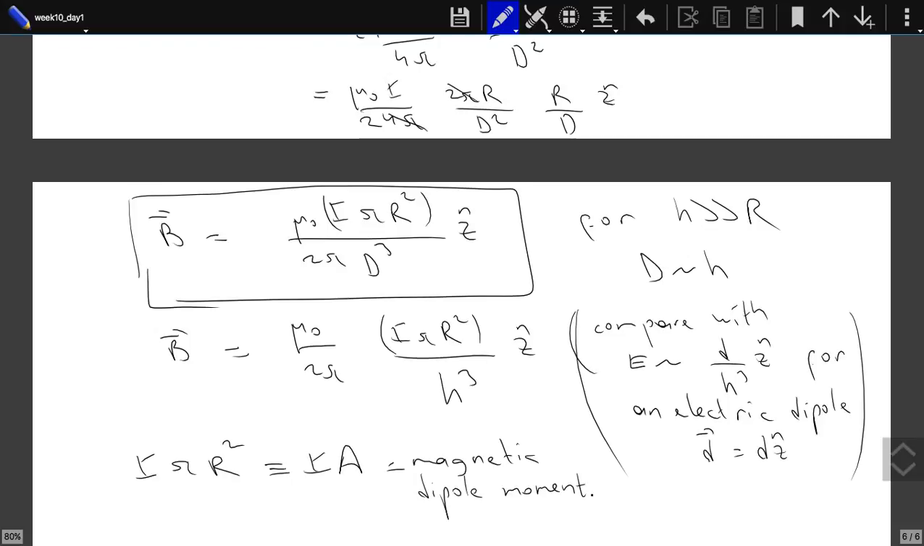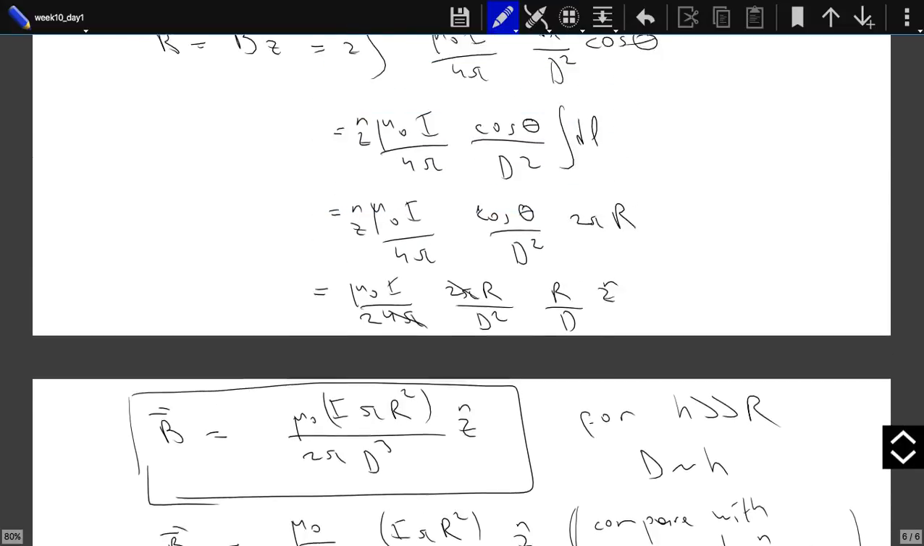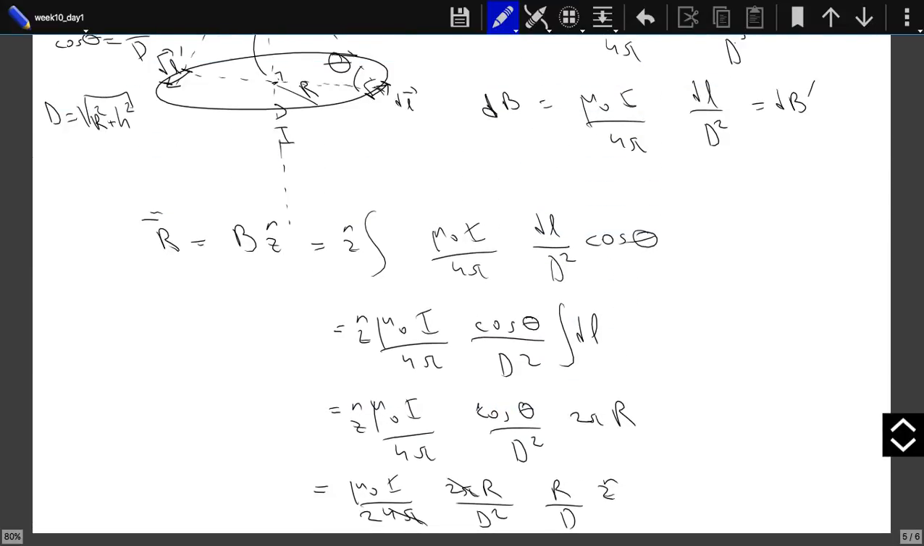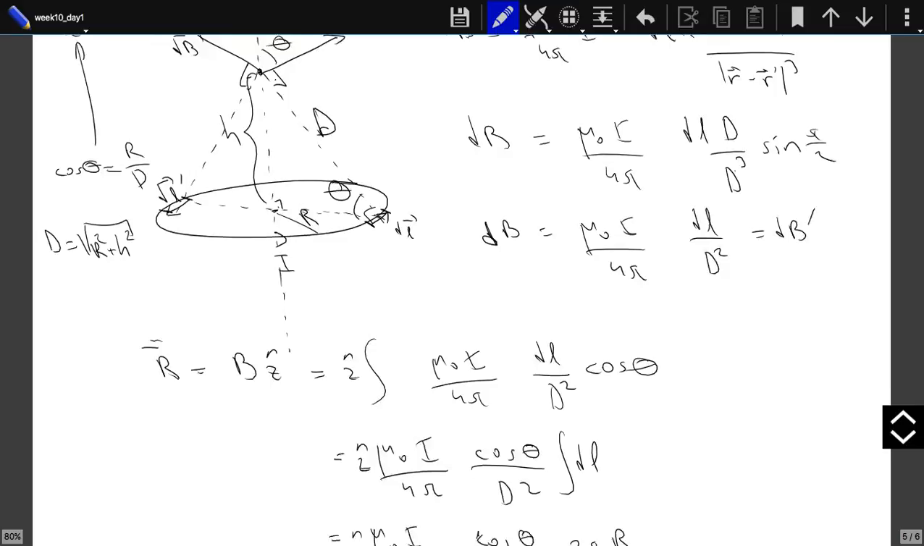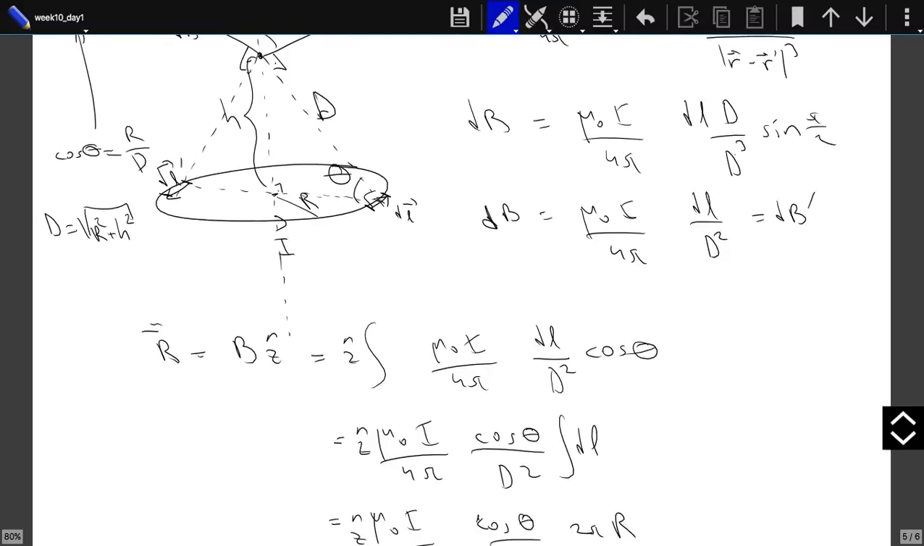Any questions? Professor, can you go up? Look, where did cos theta come from here? Because we took the integral? Now, you see, here what we said, the total magnetic induction is in the z direction.